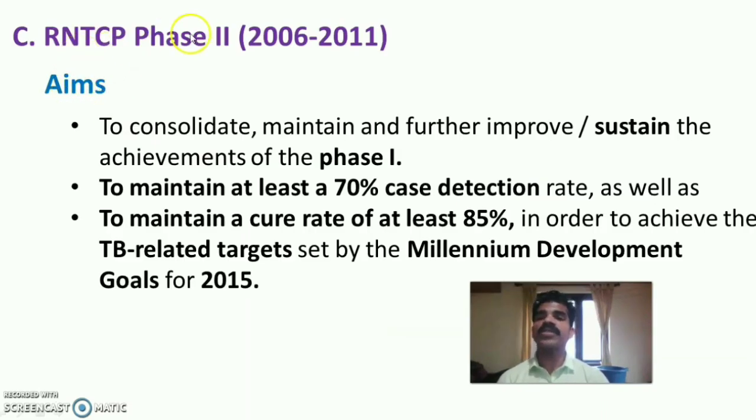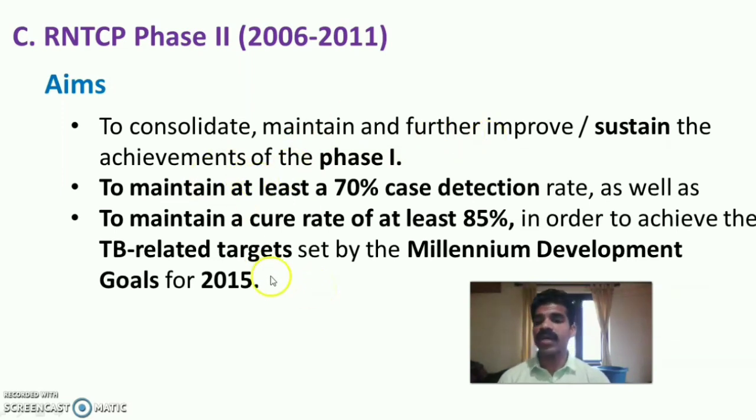So the aims of the second phase of RNTCP were to consolidate, maintain, further improve and sustain the achievements made in phase 1 of the RNTCP. So consolidate the achievements made in phase 1, maintain the same effect of those achievements, and further improve them during the second phase also.